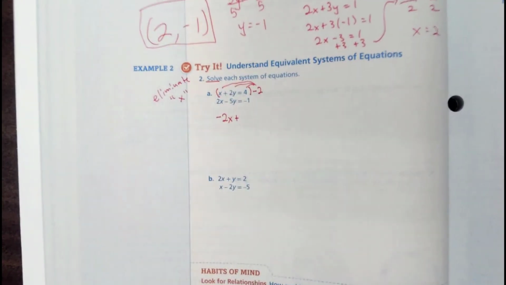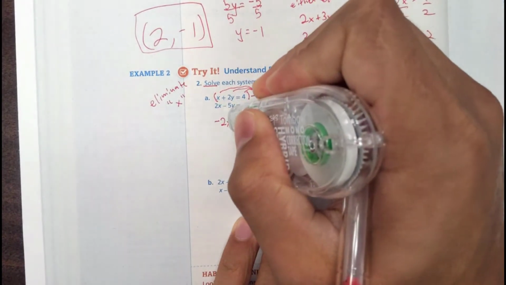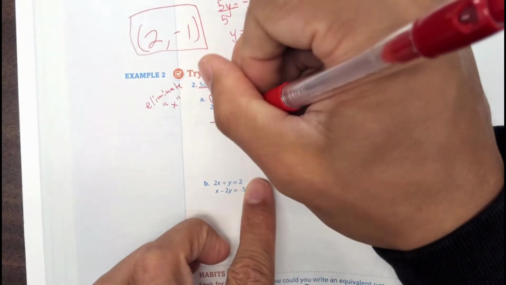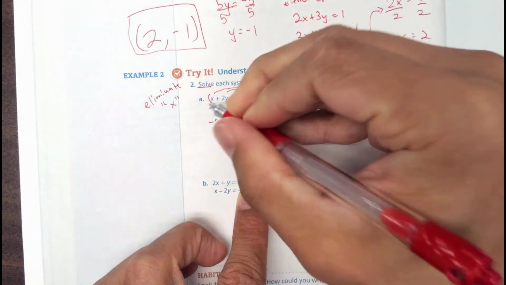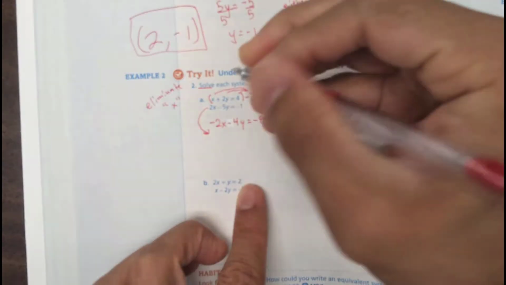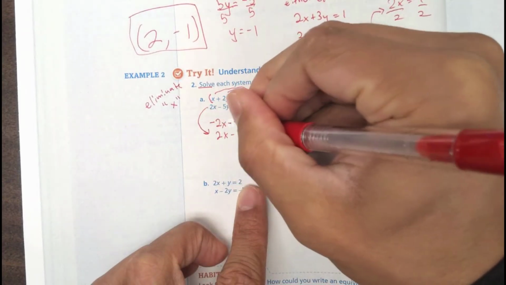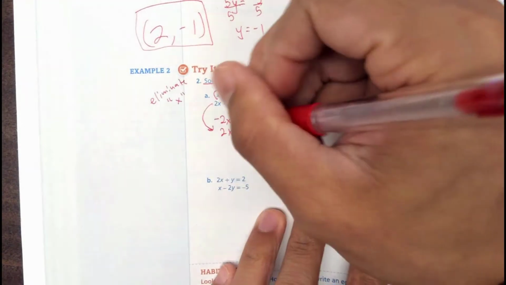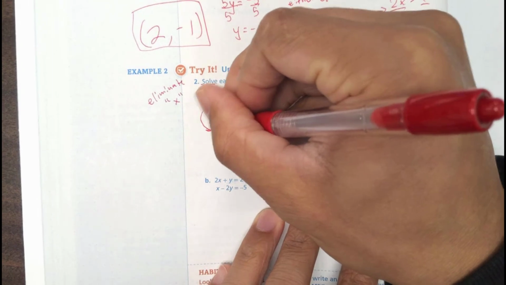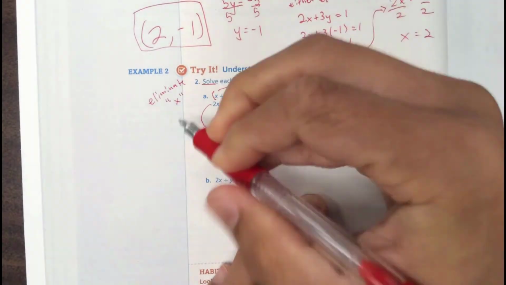Plus, oh, I'm sorry, that's going to be minus 4y. Okay, so it's going to be minus 4y equals negative 8. And then I'm going to bring this one and bring it down here. 2x minus 5y is equal to negative 1. So then from there, I'm going to now add the 2 equations up like I did in the previous question up top.